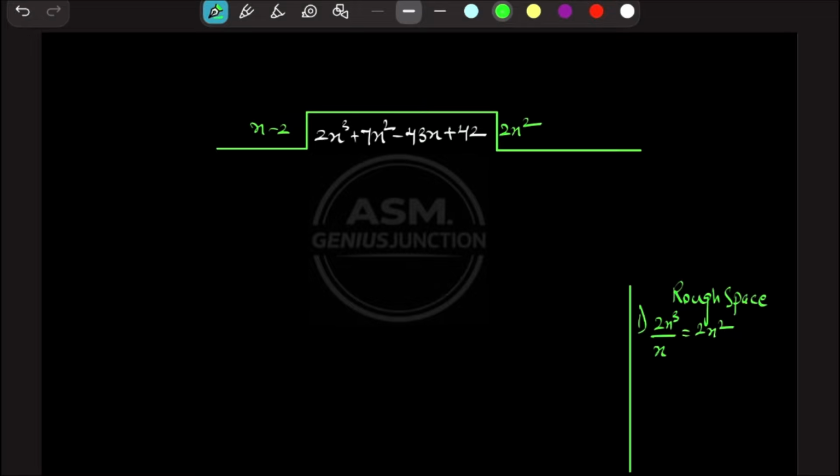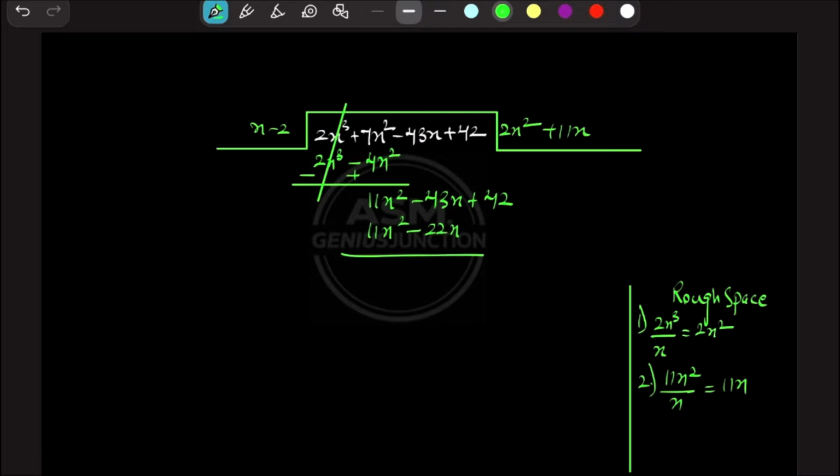In step number 2, I need 11x square and I have x with me. So I'm multiplying the complete expression with 11x. This is 11x square minus 22x. Again, change the signs. First two terms will get cancelled. Yes, so now I am getting minus 43x and plus 22x. So this is going to give me 1 and 2, so that is 21x. Sign is going to be negative. This is plus 42.